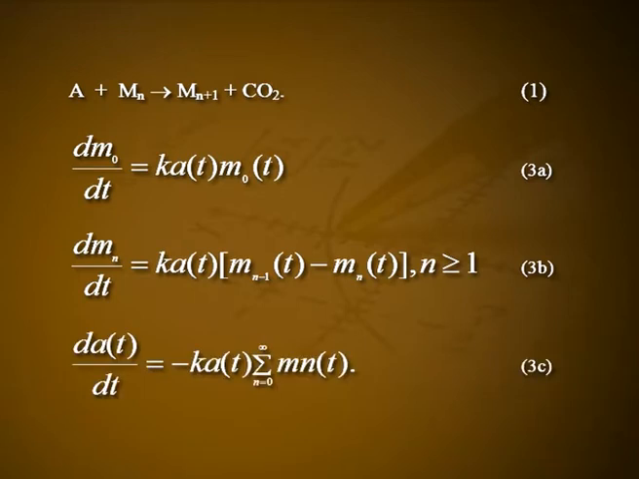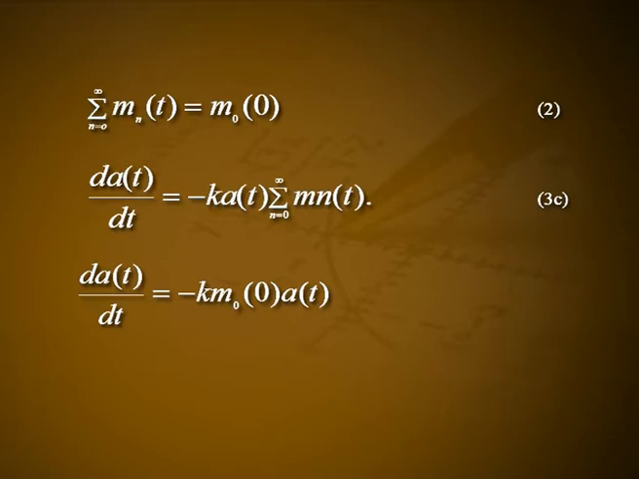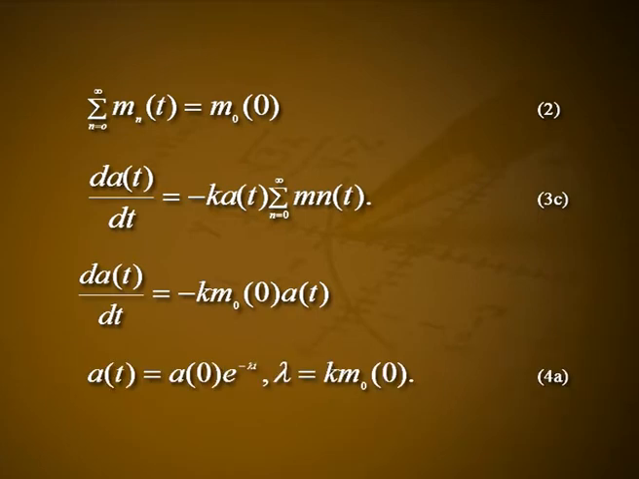dA/dt is equal to minus k times A(t) times the sum for n equal to 0 to infinity of Mn(t). Combining the second and third, we obtain dA/dt equal to minus k times M0(0) times A(t), which has the solution A(t) equal to A(0) times e to the power minus lambda t, where lambda is equal to k times M0(0).